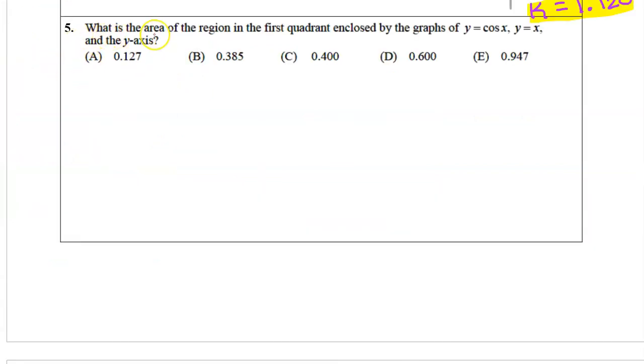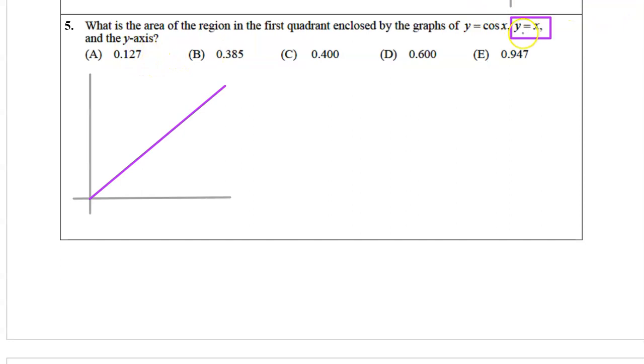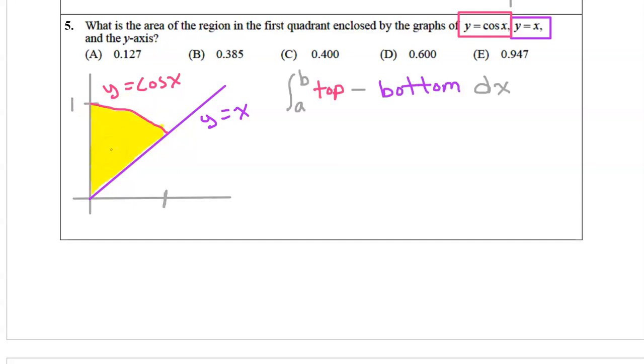Number 5. What is the area of the region in the first quadrant enclosed by the graphs of y equals cosine x, y equals x, and the y-axis? The line y equals x is a diagonal line like this. Cosine x starts at 1 and begins to fall from there. So this is the area that we need to find.